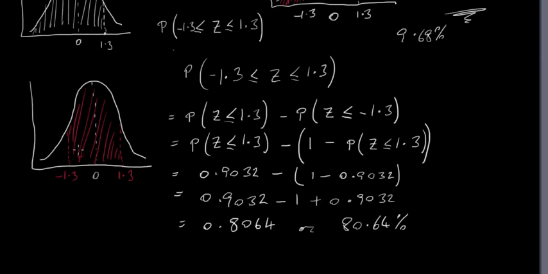So whether we're talking about weights or heights or whatever, 80.64% of the data will be within these two standard deviations here, minus 1.3 standard deviations to plus 1.3 standard deviations.